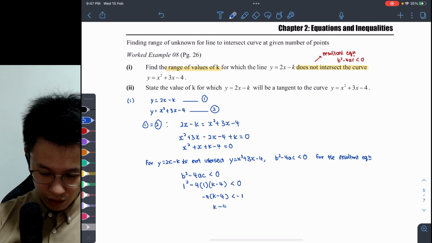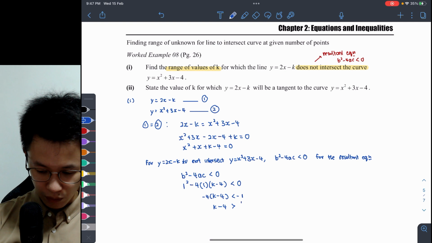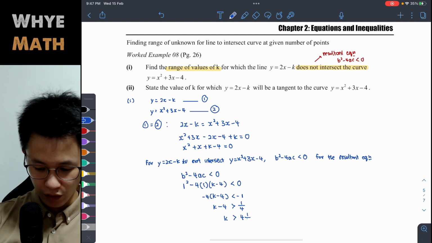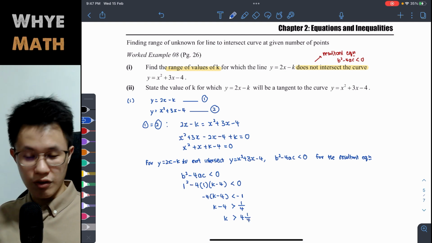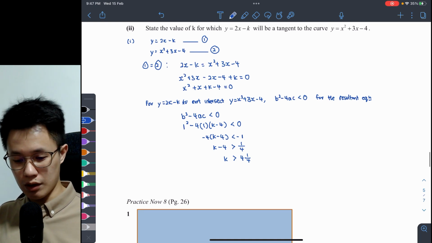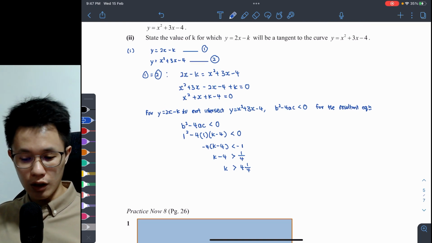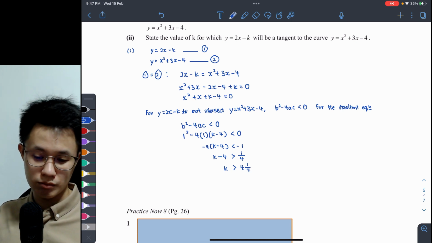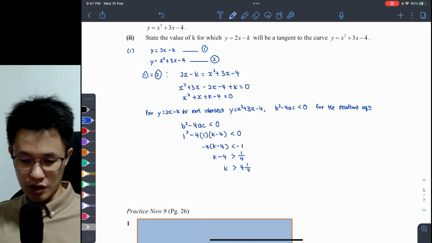k minus 4 is more than 1/4, and k will be more than 4 and 1/4. So the range of values of k must be more than 4 and 1/4 for it to not intersect. That's all. So that's a very straightforward example.